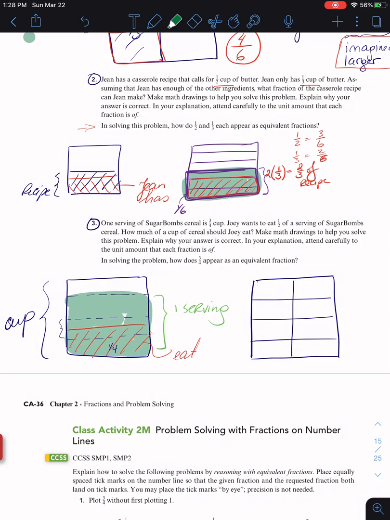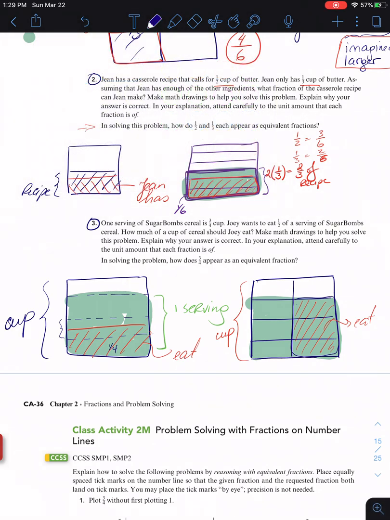1 serving of Sugar Bomb cereal is 3/4 cup. So this is still our serving. It's 3/4 cup. Joey wants to eat 1/2 of the serving. So Joey wants to eat, let's take this half, and I'm going to highlight it and shade it in red. How much of a cup of cereal would Joey eat? This is a cup. So how much of a cup of cereal?